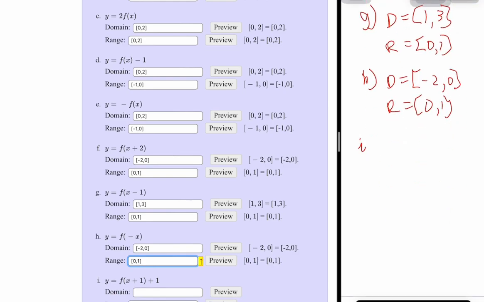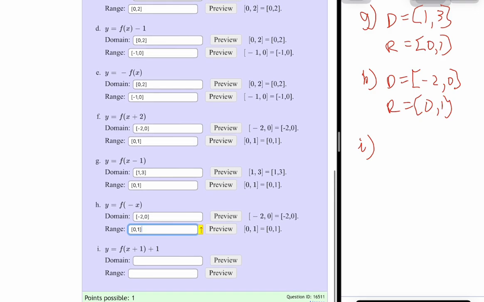Last one. This particular one has something on the inside, something on the outside. We have to adjust both. The plus one, we've discussed this already. When you add 1, it moves to the left. So let's take our domain, which was 0 to 2, subtract 1 from each. We get -1 to 1.